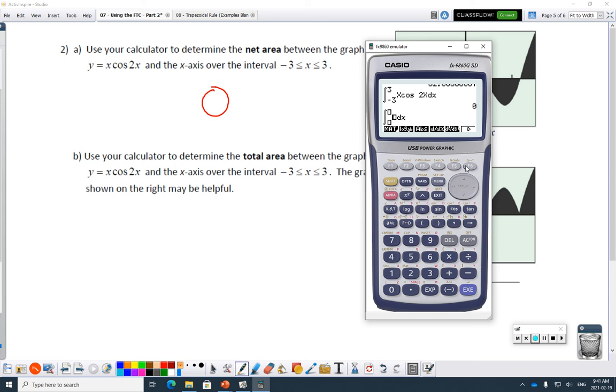Integral and then absolute value, which is right on the previous menu, right? If you just arrow over, the absolute value is right there. And then, I forget already, x cos 2x, x cos 2x. And we want from -3 to 3. Not 33, -3 to 3, x cos 2x, absolute value, equals.